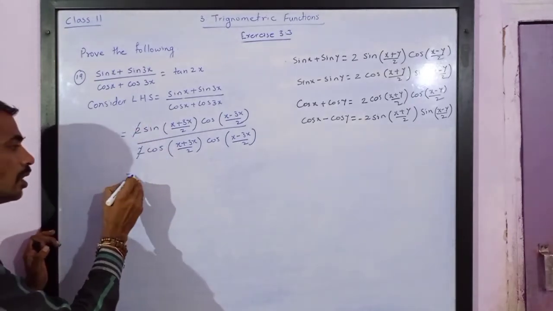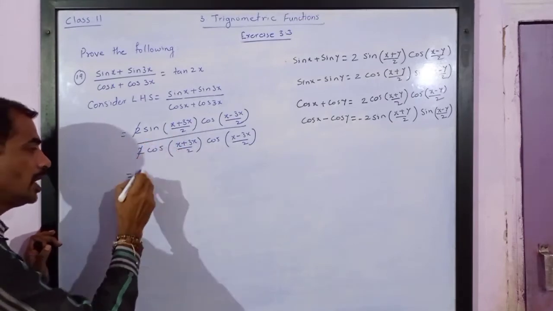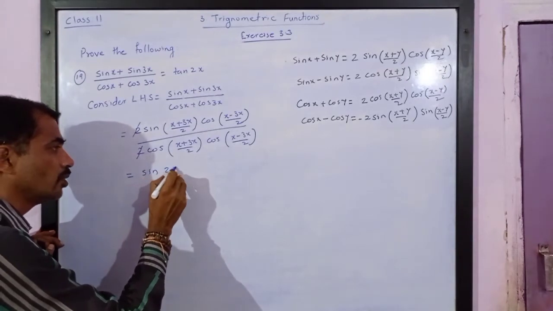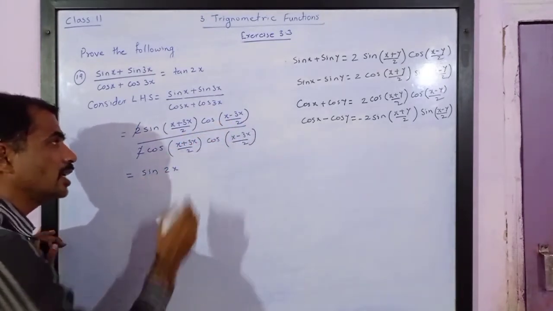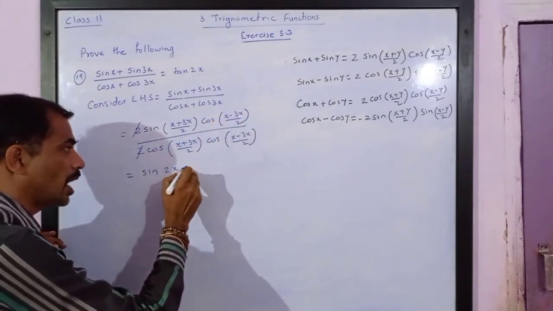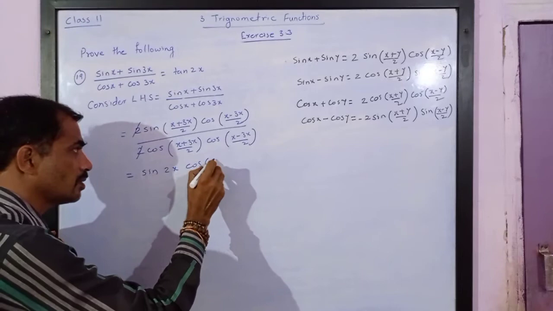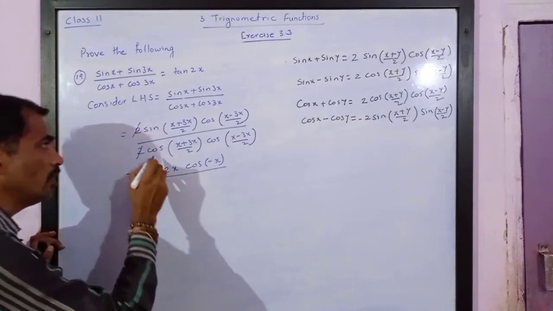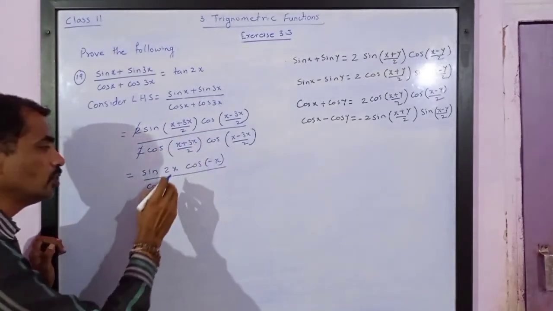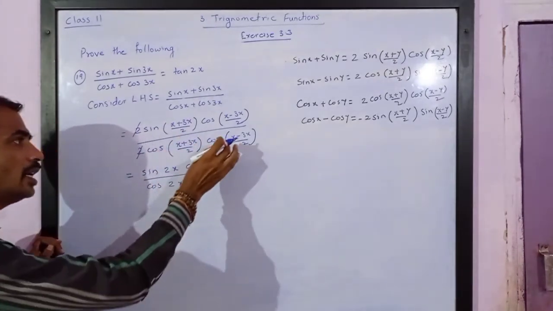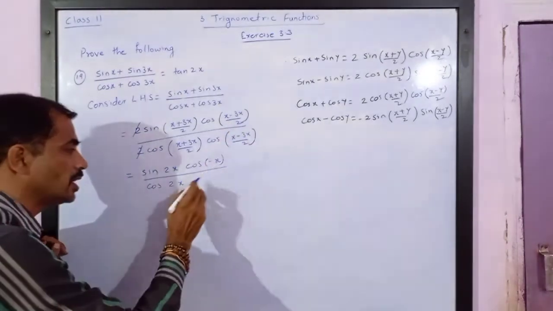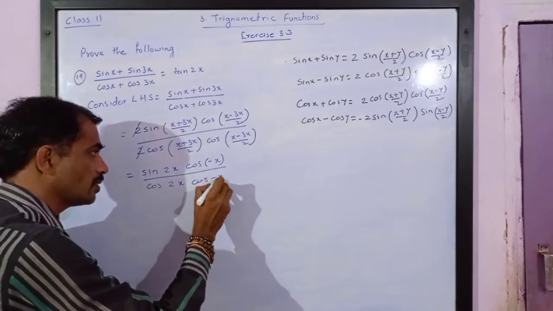Both are the same here, both terms get eliminated. We are having sin of x plus 3x is 4x upon 2, that is equal to 2x, and cos of x minus 3x is minus 2x, minus 2x upon 2 is minus x, so cos of minus x, upon cos of x plus 3x is 4x, 4x upon 2 is equal to 2x, and x minus 3x is minus 2x, minus 2x upon 2 is minus x, so cos of minus x.